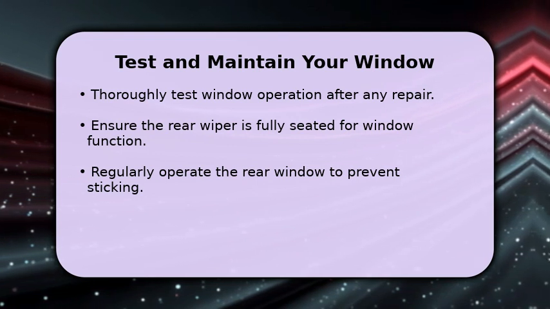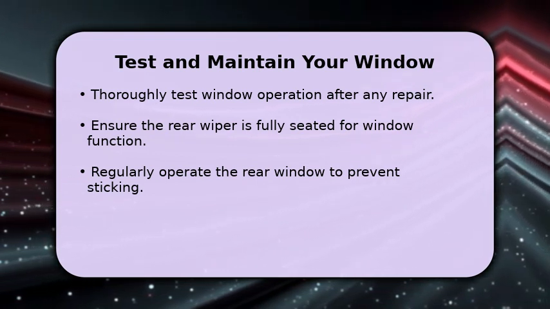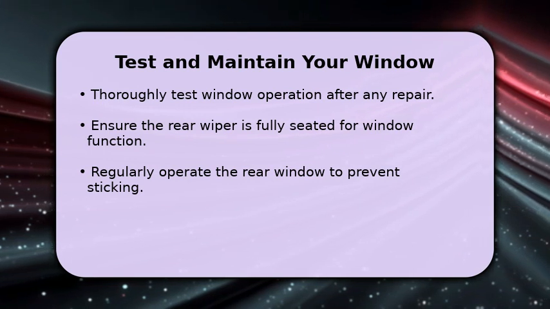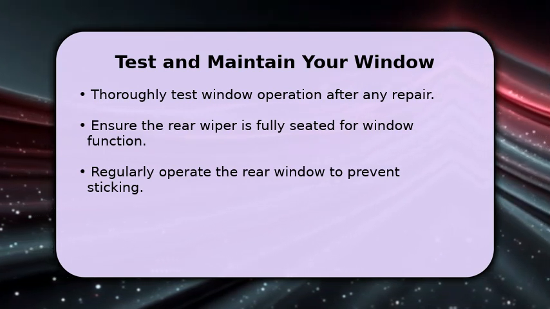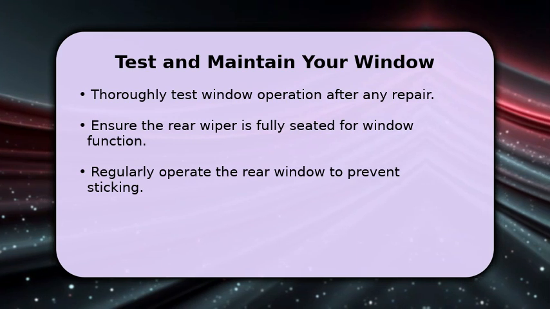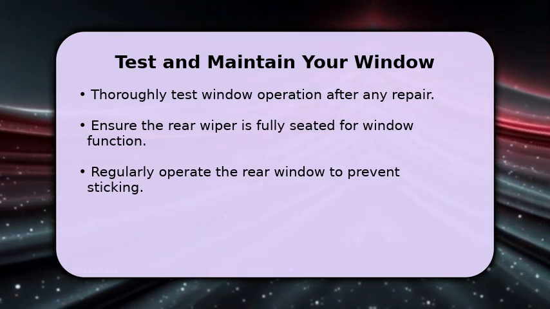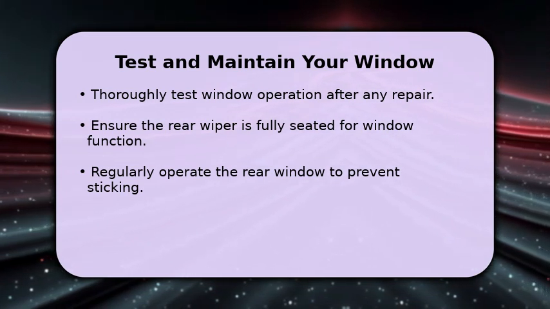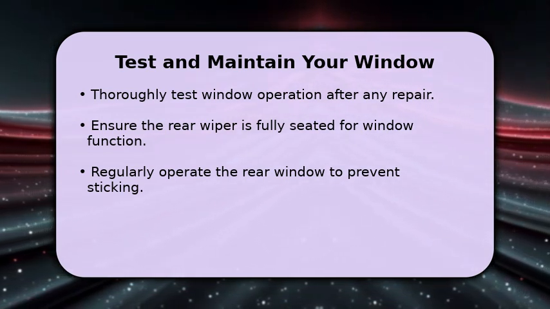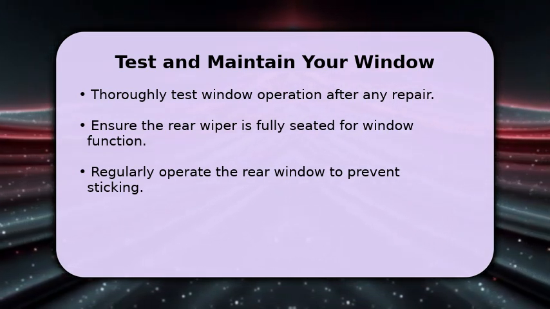Remember, the rear window may not operate if the rear wiper arm is not fully in its down position due to a safety interlock. To prevent future issues, make it a habit to operate your rear window at least a couple of times each month. Also, regularly clean the window tracks to remove dirt and debris, ensuring smooth and reliable operation for years to come.